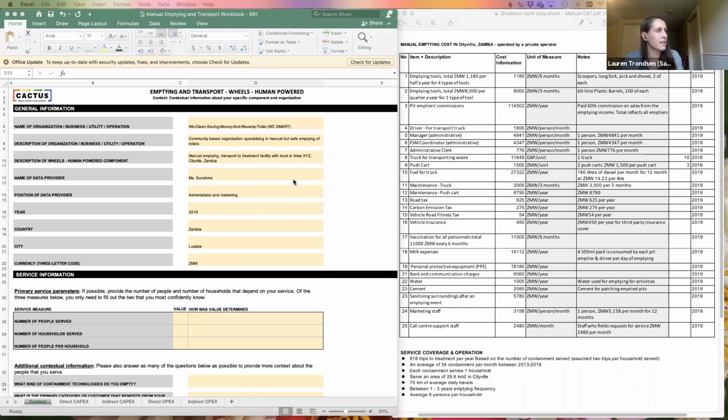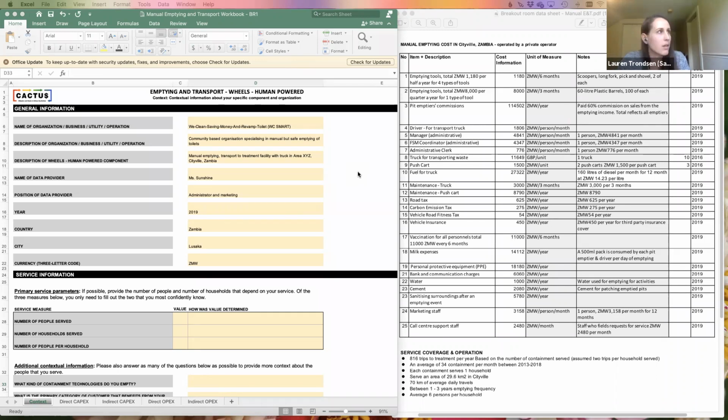This component is within a fecal sludge management system, and it's for both combined emptying and transport and what we call wheels human powered. And then the wheels corresponds to the transport part. The human powered is interesting. That means either emptying or transport is human powered. In this case, most often it's going to be the emptying is human powered. So it's like a manual emptying operation combined with transport to treatment by truck.